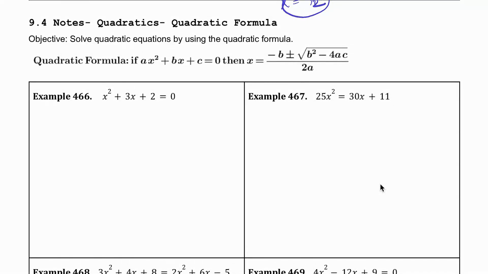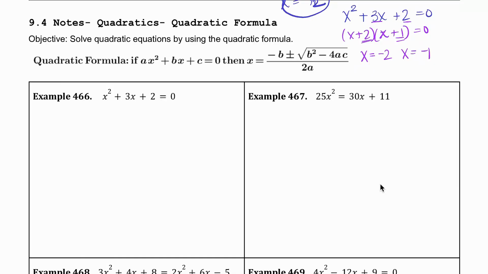So when we're working with quadratic equations, we've seen one way to solve those quadratic equations is by factoring. So for example, if we had something like this, x squared plus 3x plus 2 equals 0, we could factor this into (x plus 2) times (x plus 1) equals 0, because 2 times 1 is 2, 2 plus 1 is 3. And then my two solutions would be x equals -2, x equals -1.